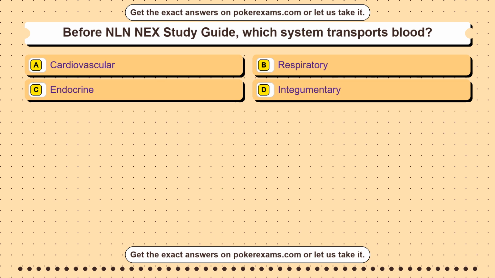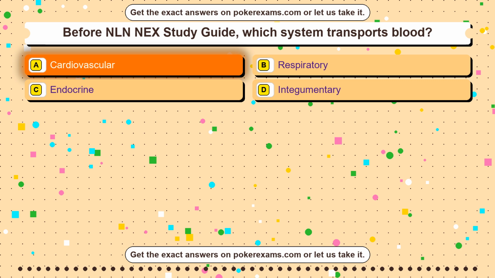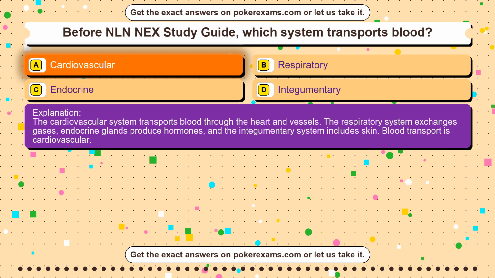Question 45. Before NLN NEX Study Guide, which system transports blood? Option A cardiovascular. Option B respiratory. Option C endocrine. Option D integumentary. The correct answer is option A, cardiovascular. The cardiovascular system transports blood through the heart and vessels. The respiratory system exchanges gases, endocrine glands produce hormones, and the integumentary system includes skin. Blood transport is cardiovascular.